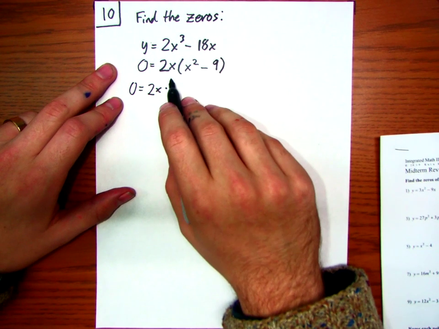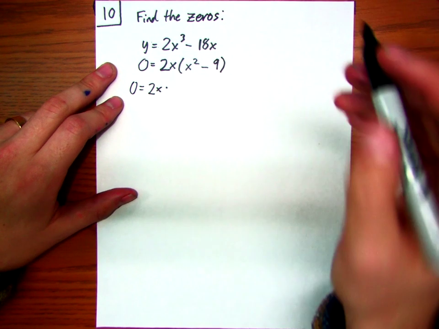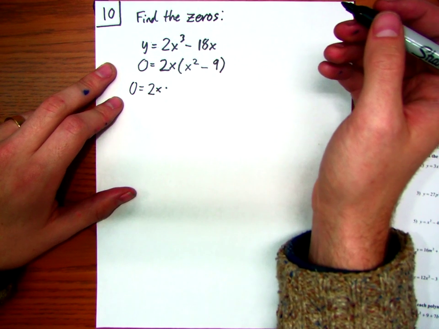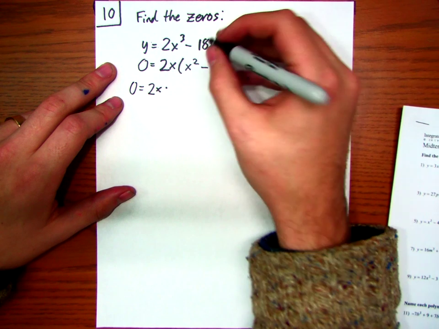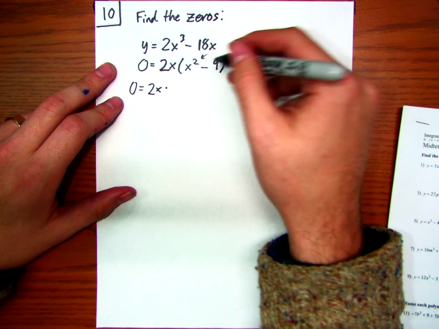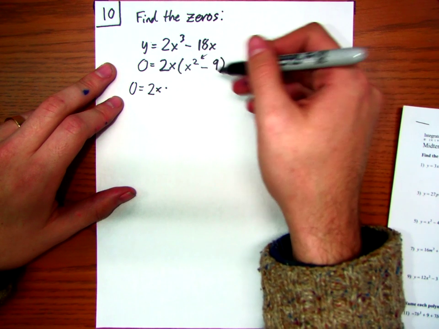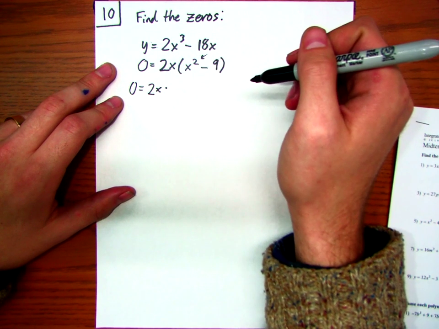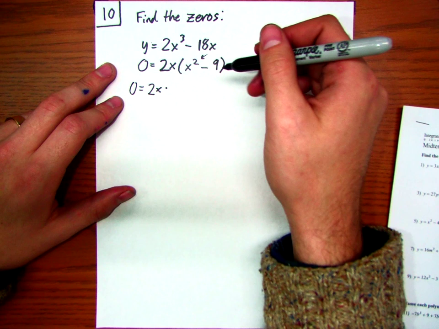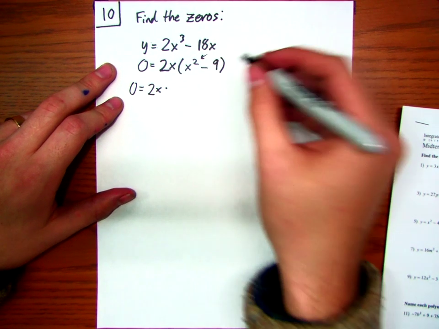Before I set my factors equal to 0, I've got to check to make sure I've factored completely. And in this case, I have not. And here's how I know I haven't factored completely. It's because of the squared here, x squared. When you have a quadratic, where the highest exponent is a 2, you probably can factor more. If this was linear, I would be done factoring. But since it's squared, I can factor even more.